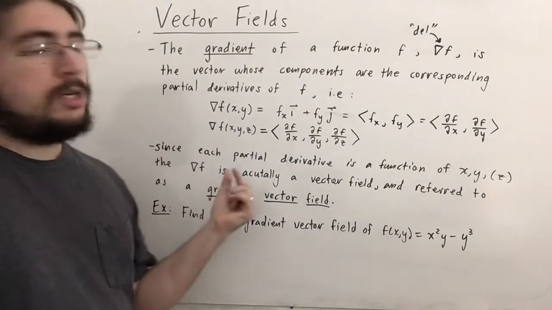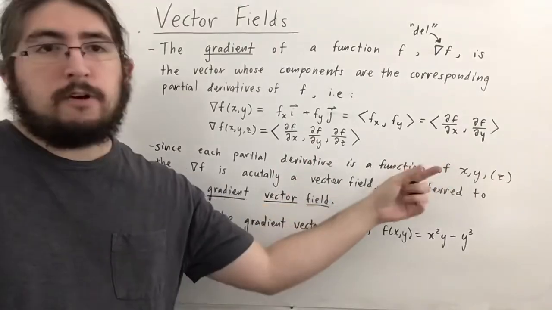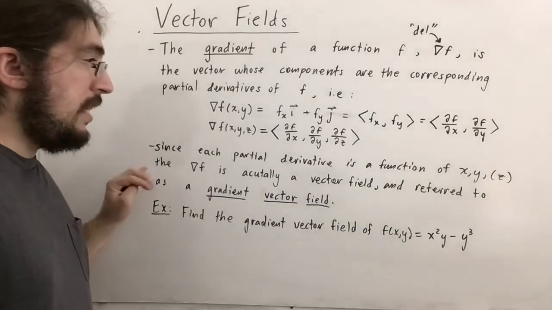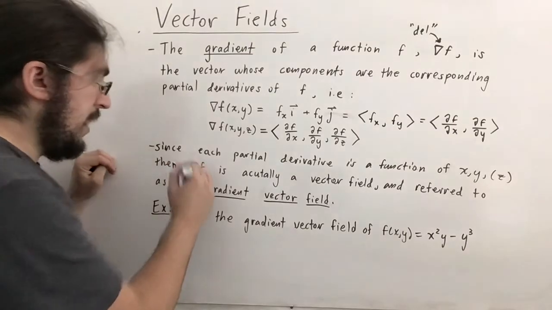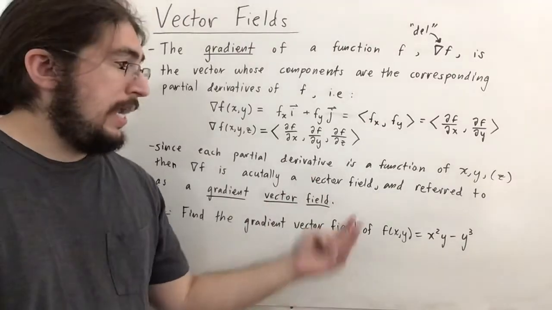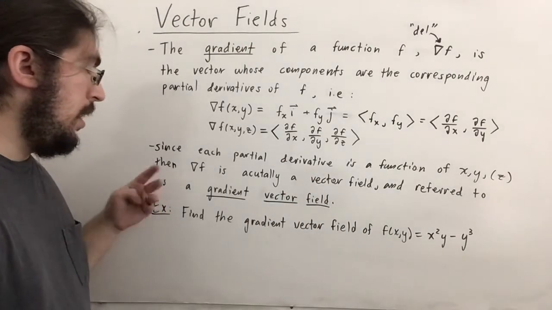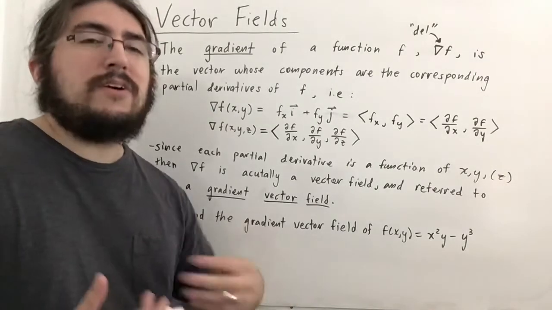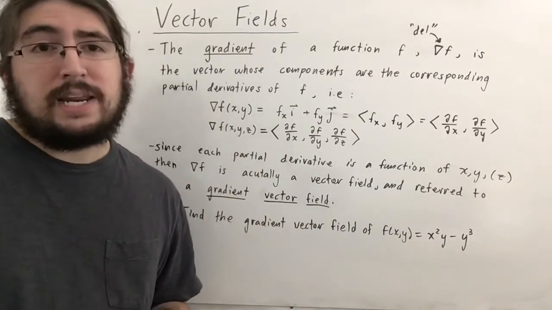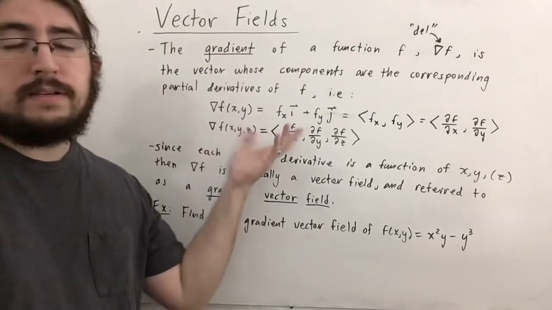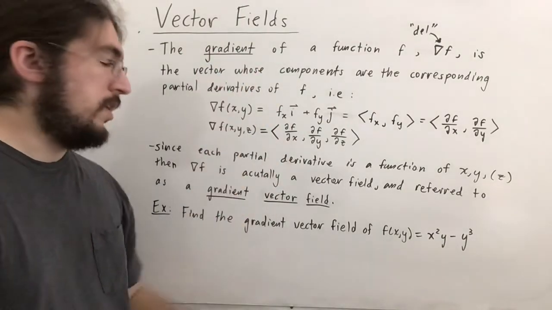Since each partial derivative is a function of the variables x, y, and possibly z, in the case of 3 variable functions, that means that del f, the gradient, is actually a vector field and is referred to as a gradient vector field. So if I ever ask you to find a gradient vector field, all I'm asking you really to do is to find this gradient function, or gradient of the function.